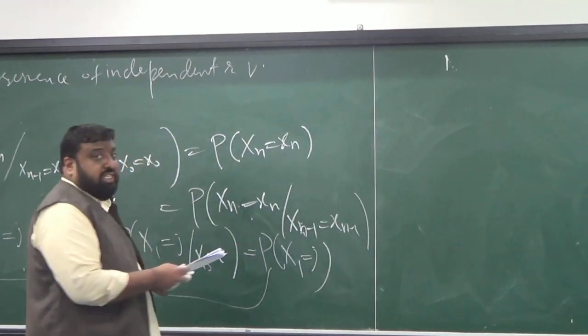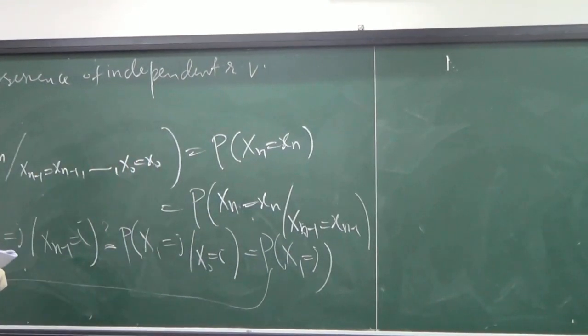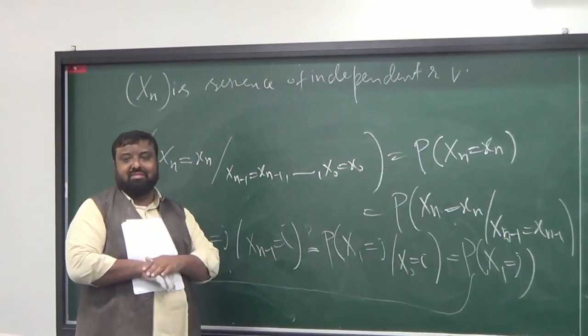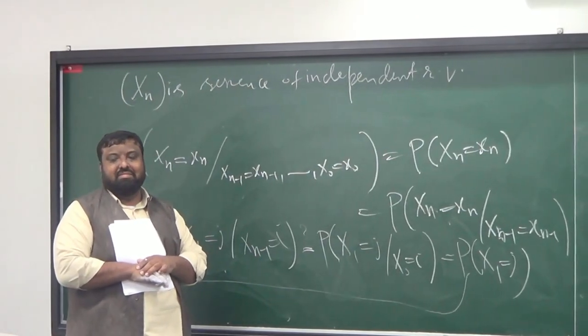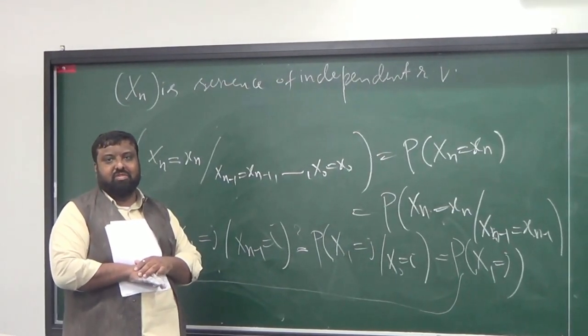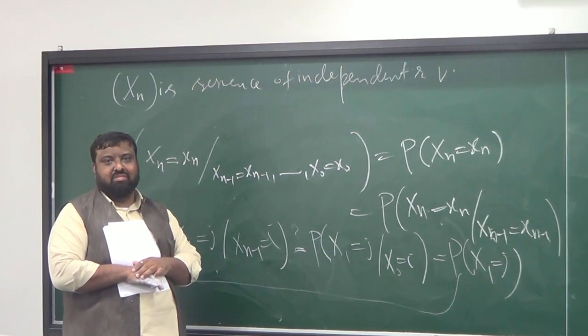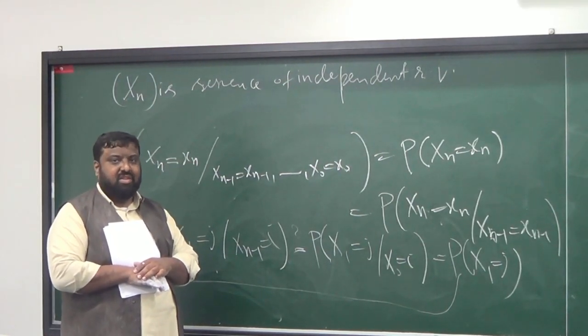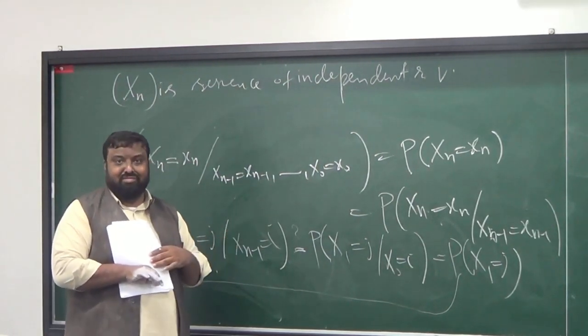What would be the transition matrix in this case? How does it look like?